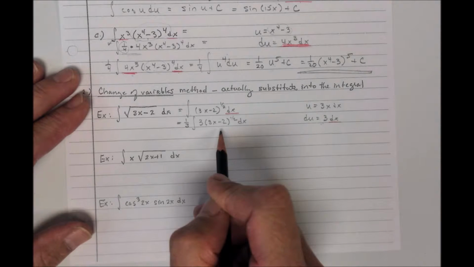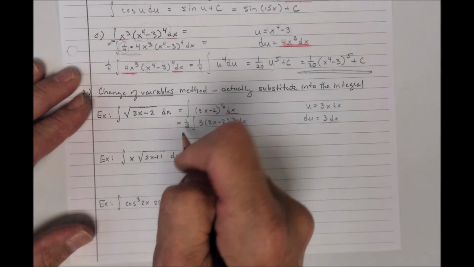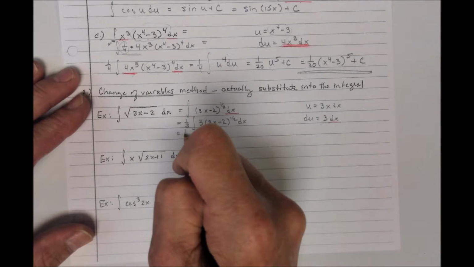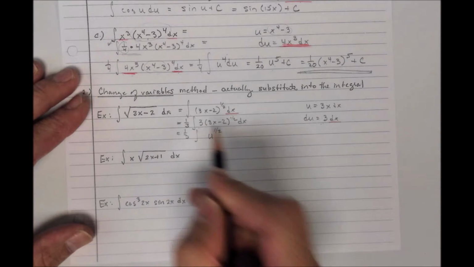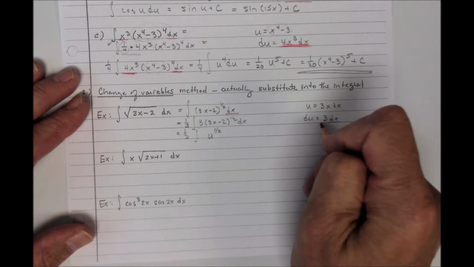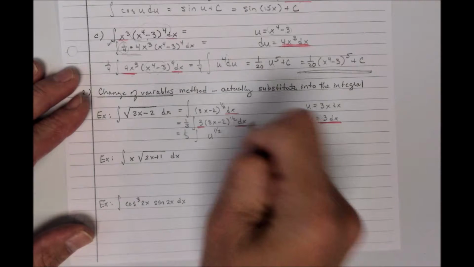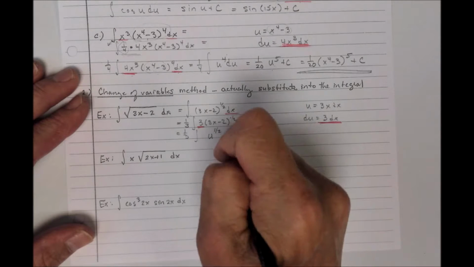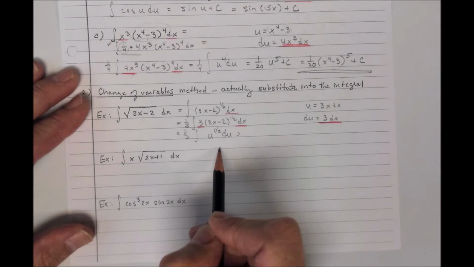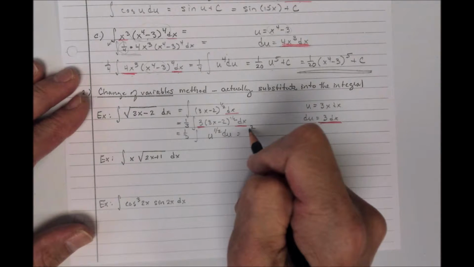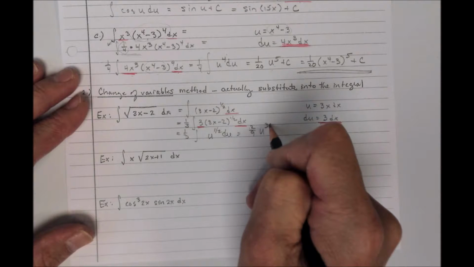So now, this is going to be 1/3 the integral. This is going to be u to the 1/2, and all of this part right here is going to be my du. So up to 3/2 over 3/2, which is the same as dividing by 3/2, same as multiplying by 2/3. So I get 2/9 u to the 3/2 plus c.